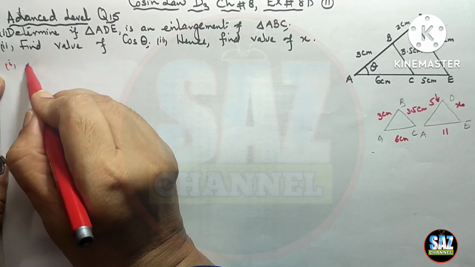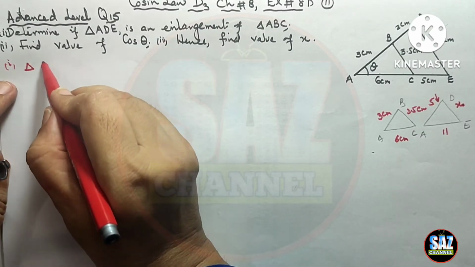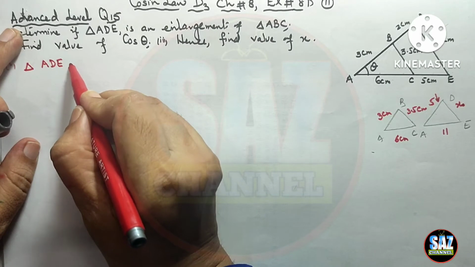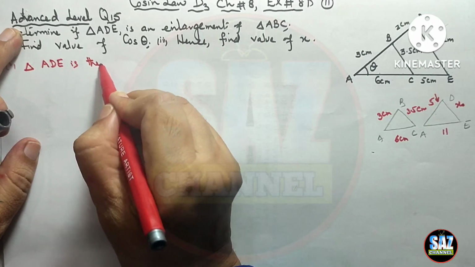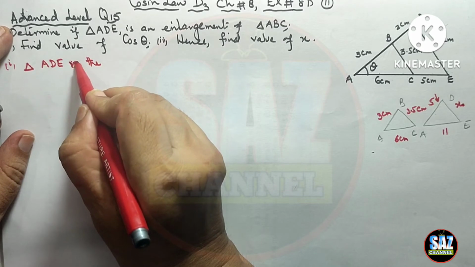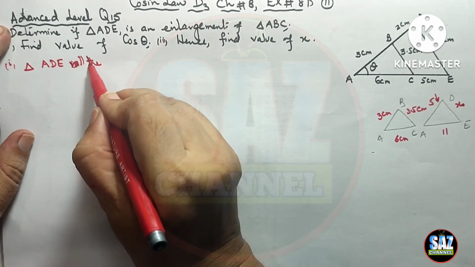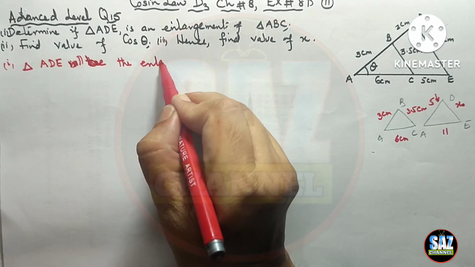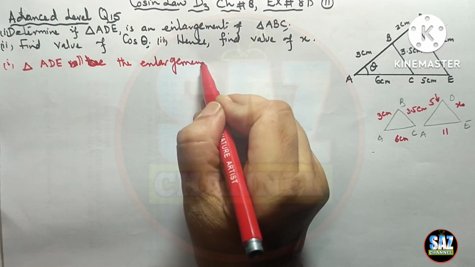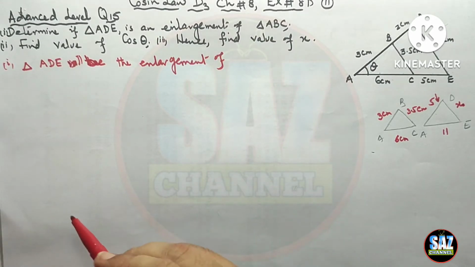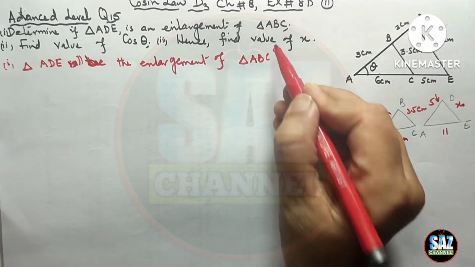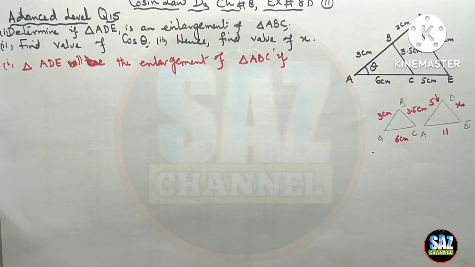That triangle ADE is the enlargement, or will be the enlargement. Better to use will. Will be the enlargement of what? Triangle ABC, if. Now look students, I am not saying in the beginning that it is the enlargement. I am saying if it happens.